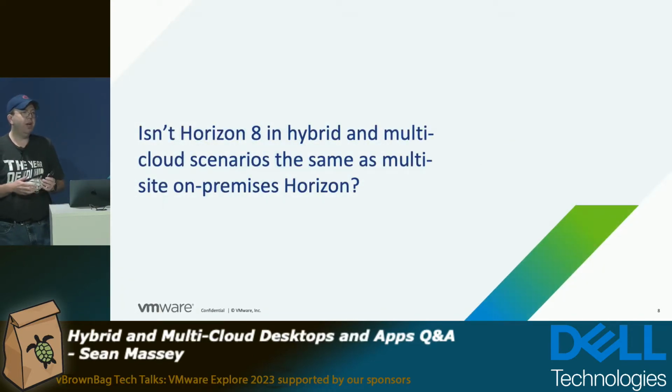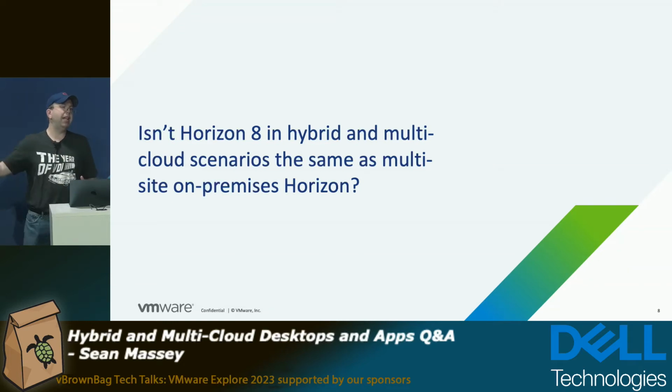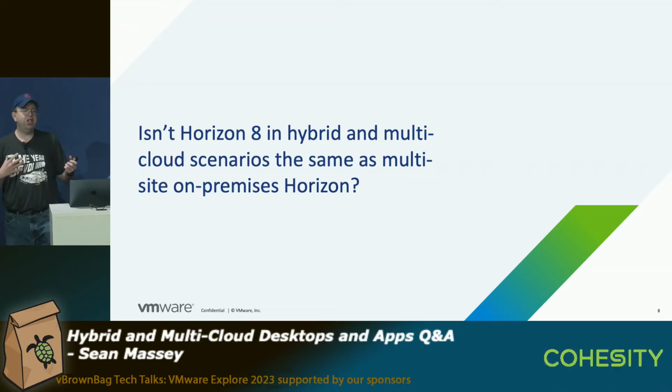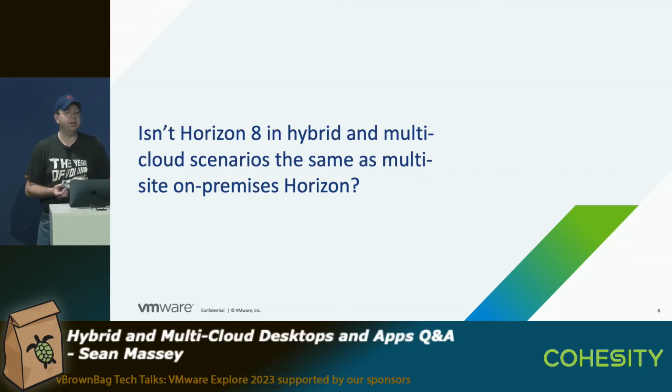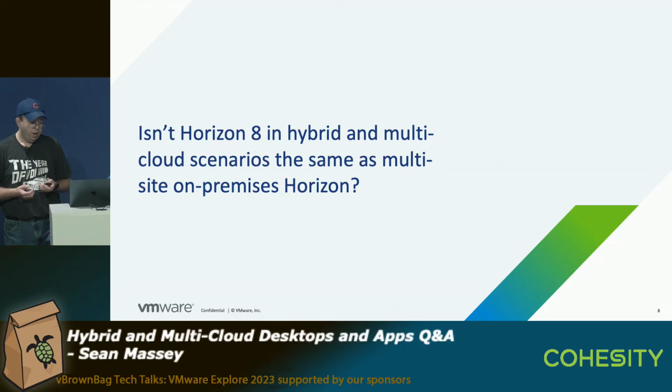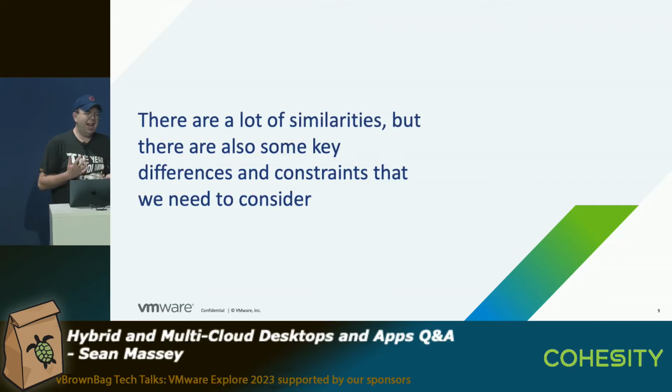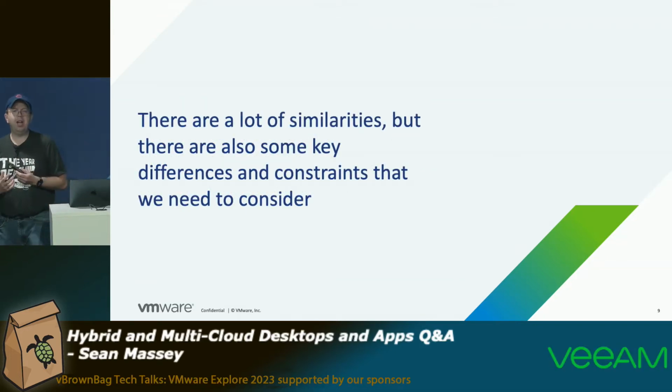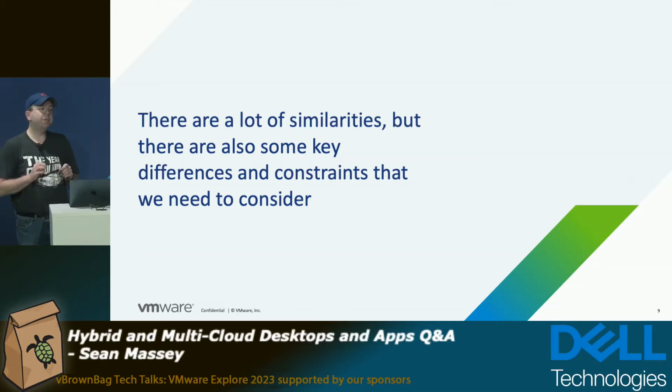But as we think about this, we're talking about extending Horizon 8 to the cloud. Well, aren't these the same as multi-site on-premises Horizon environments? Well, kind of. There's a lot of similarities here. There's a lot of the same problems that we have because we're just taking Horizon and moving it to another site. But there's some key constraints and differences that we need to consider when we talk about doing Horizon in the cloud versus Horizon on-prem.